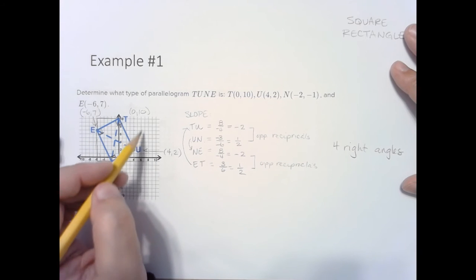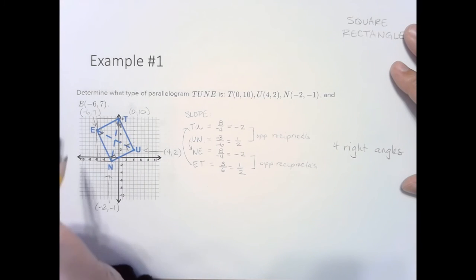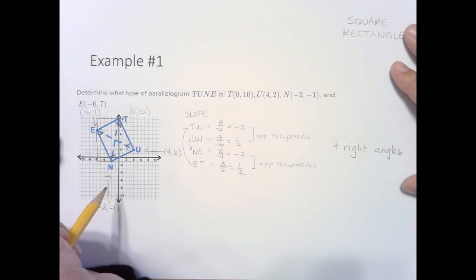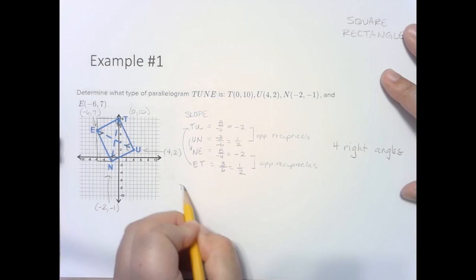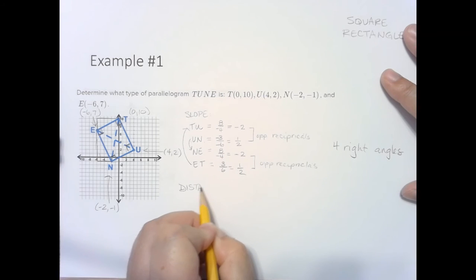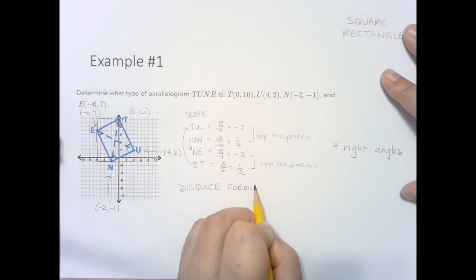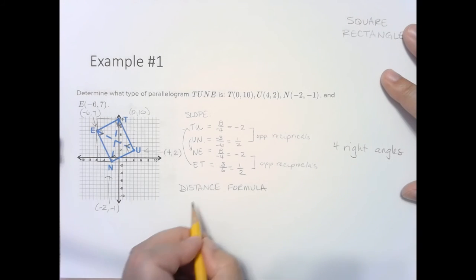And I know some of you are sitting there and you're like, but Ms. Barfield, just look at it. Pictures in geometry are not always drawn to scale. They're sometimes drawn very poorly. And so we have to make sure that we do all of our calculations. All right, so now I'm going to do the distance formula. So now I'm going to do the distance from T to U.